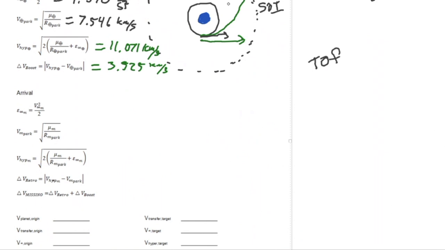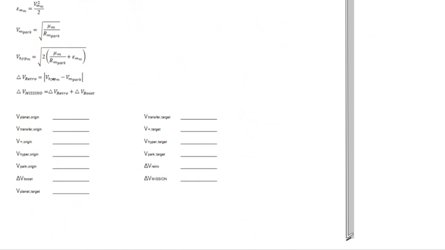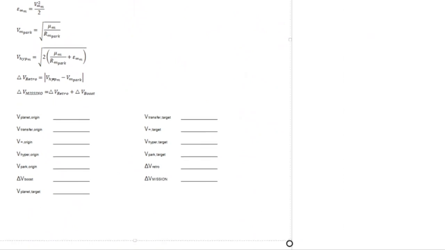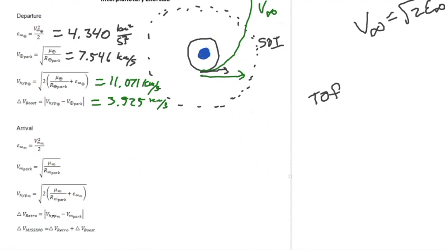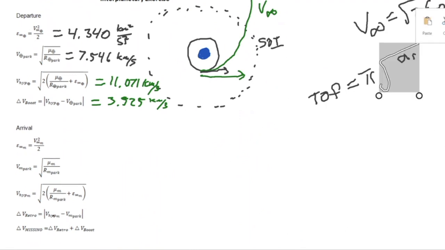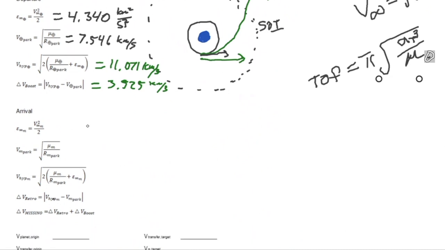So time of flight is going to be equal to pi times the square root of a transfer cubed divided by mu, in this case mu of the sun. And I'll leave that for you to figure out what that time of flight for this transfer would look like. And don't be surprised if you get a very, very large number. Remember, that's going to give it to you in seconds.